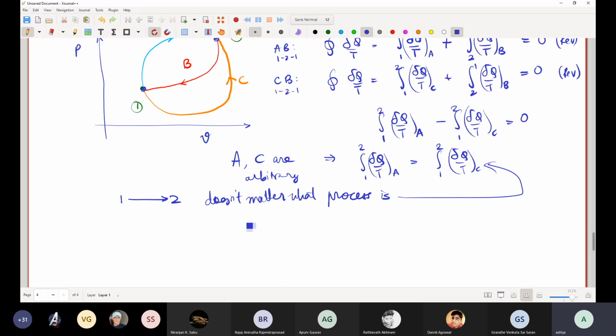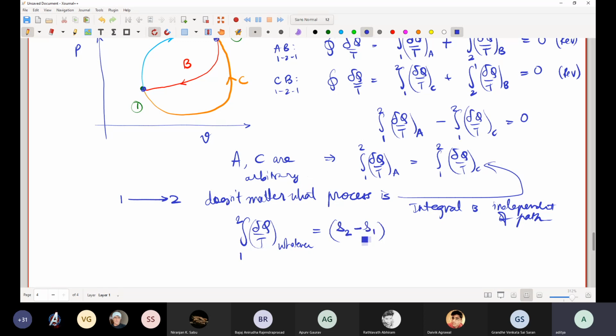Okay, it doesn't matter what the process is, the integral of del Q by T through whatever process is going to be the same. And if this is true, if the integral is independent of the path taken, what can we conclude about this quantity? It should be a state function. But what will the integral be? I can write it simply as the difference of some property at 2 minus some property at 1. And this property we define as entropy.